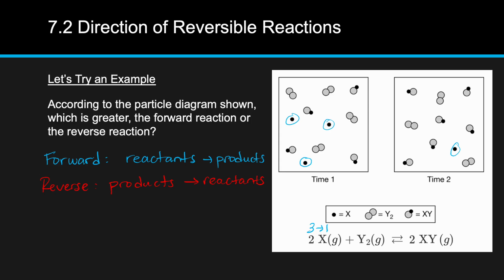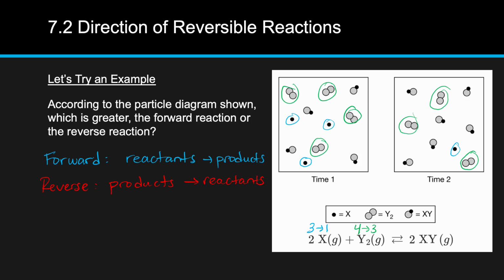Now looking at Y2, on time 1, we have 4 molecules. And on time 2, we have 3 molecules. So again, we are decreasing our amounts of reactants and turning them into products, which is telling us that we have a strong forward reaction.